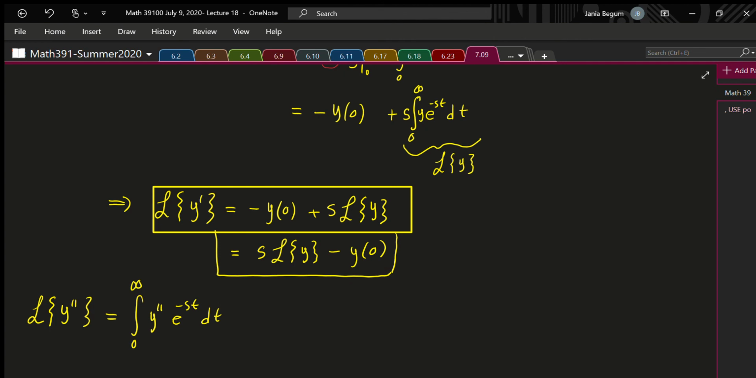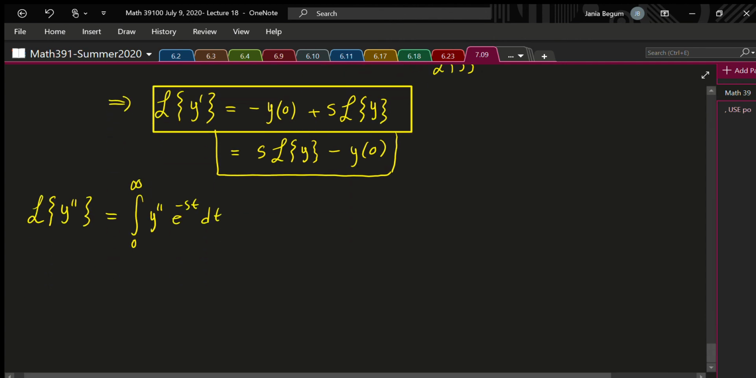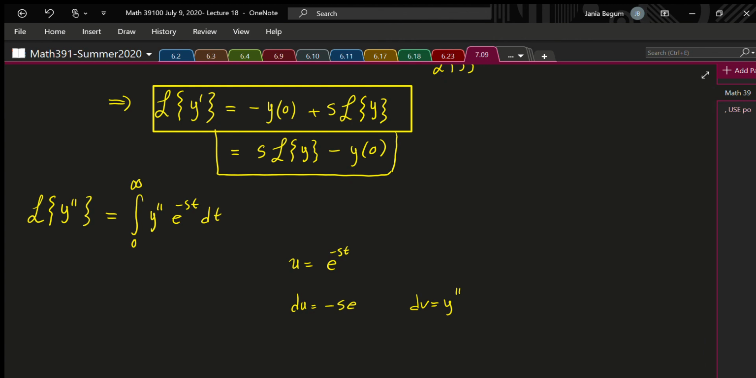By parts. So you're going to be doing by parts again. So let's do it. We have u and we pick dv. Again, for dv I'm going to pick the second derivative and for u I'm going to pick the exponential. So then du becomes negative s e to the negative st, right? Yep. Thank you.